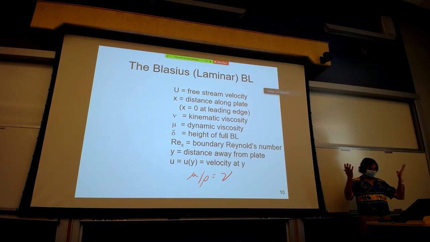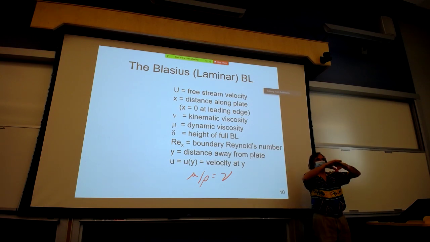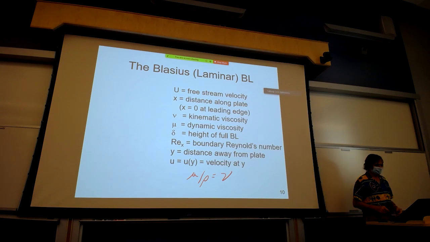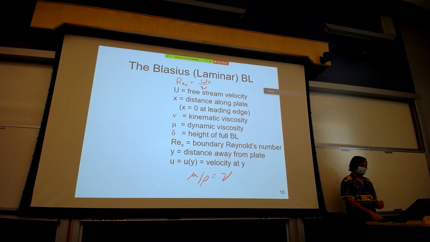Delta is the height of the full boundary layer, and when we're looking at the laminar zone, it's the entire boundary layer. There is no sublaminar zone in the laminar zone because it's all laminar. Re_x is the boundary Reynolds number, which I've explained before. Re_x is equal to rho U x over mu. And that's also on your handout, on the bottom of page 6.